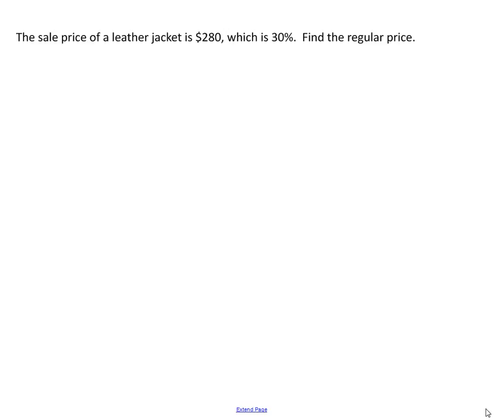Okay, so let's take one last example here of finding something about sale price and discount rates. Here's a problem. We're told that the sale price of a leather jacket is $280, which is 30% off the regular price. Find the regular price.